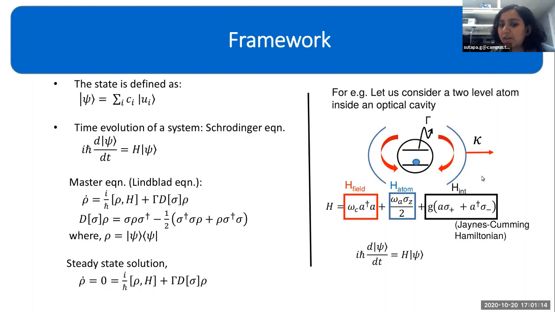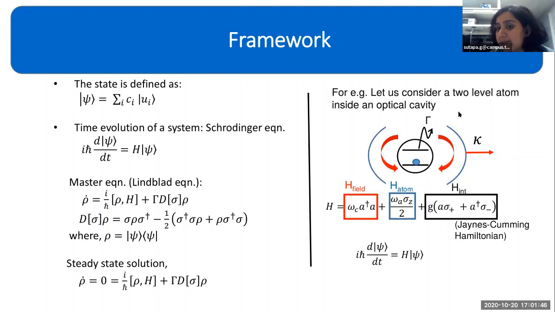So for the time being, let's ignore these loss channels, and we are considering only this Hamiltonian. In order to simulate this system, since it's a unitary system, we can directly solve the Schrodinger equation. In order to do that, what we first have to do is define a basis. So here we have two systems, atom and cavity.